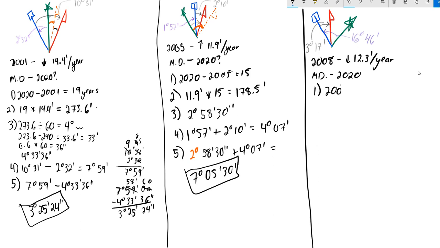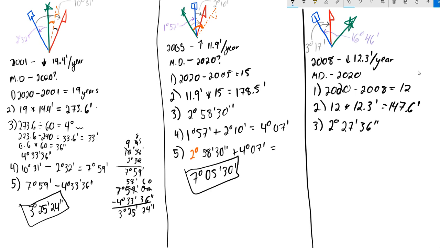So let's find out the years. 2020 minus 2008, and then we get an answer of 12. We're going to figure out the total change. So 12 times 12.3, and that gives us 147.6. Then we're going to do the math with that. So we know there's going to be 2 degrees, 27 minutes, and 36 seconds. So that's the conversion of 147.6 to that.